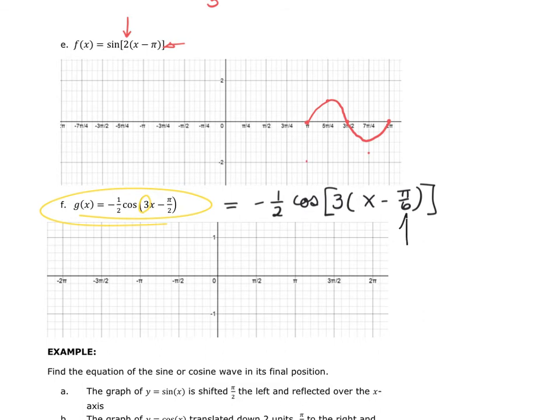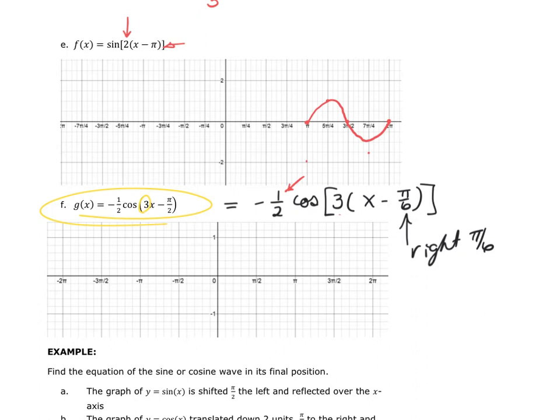Now, this tells me I'm going to go right pi/6. This tells me that my period, which should be 2 pi, is going to be divided by 3, so my total distance traveled from beginning to end is 2 pi/3. This tells me I'm going to compress by 1/2, and it's going to be a reflection. Very, very quickly, let's just draw the graph, not doing all the key points because I did it up above on the previous ones. And you really should do that yourself to make sure you've got those key points down.